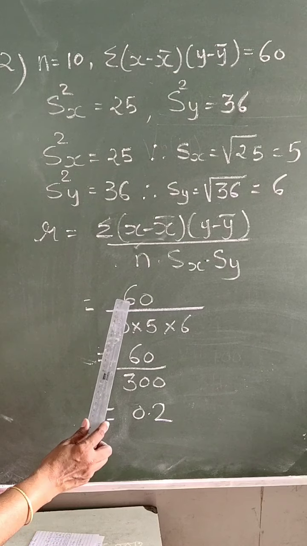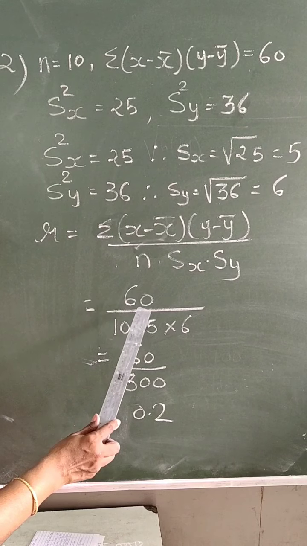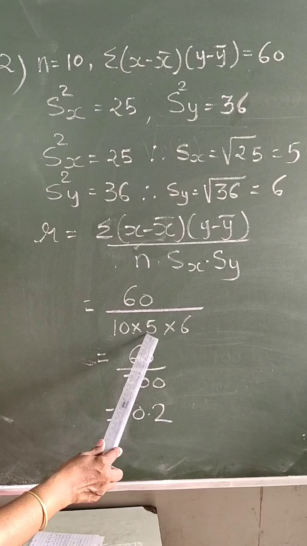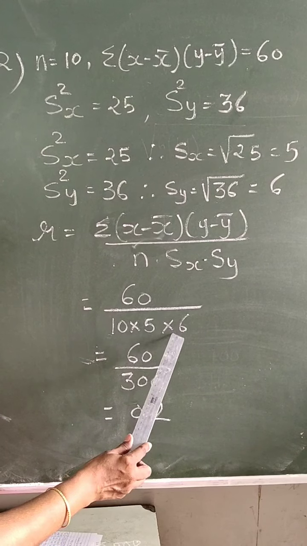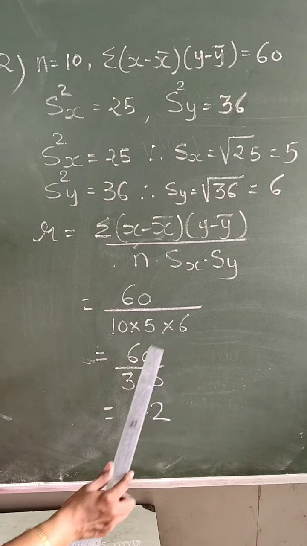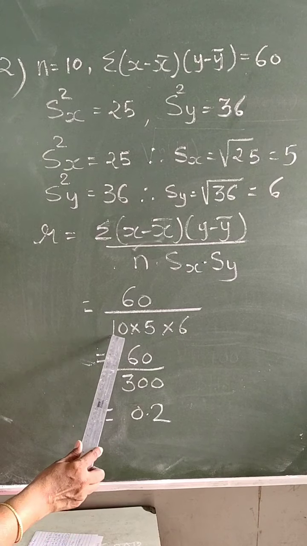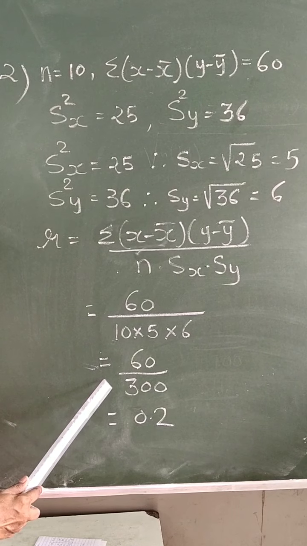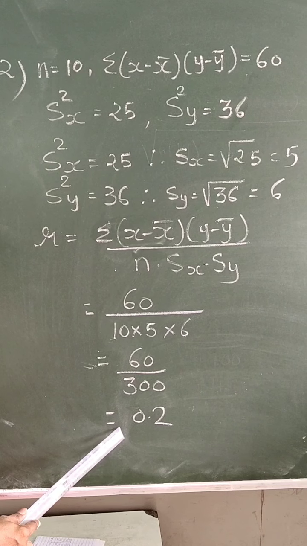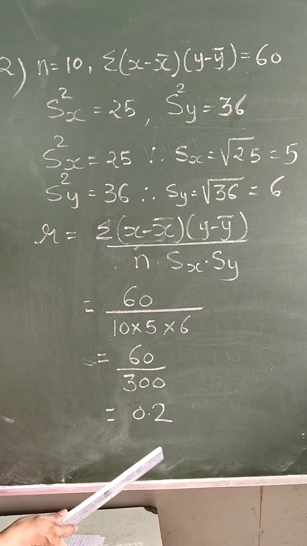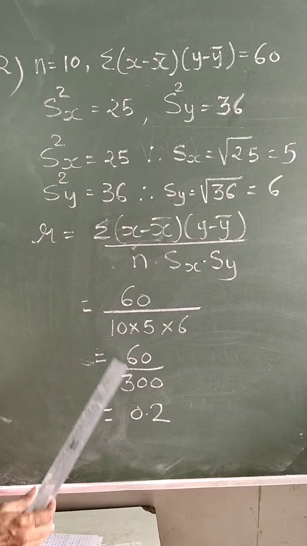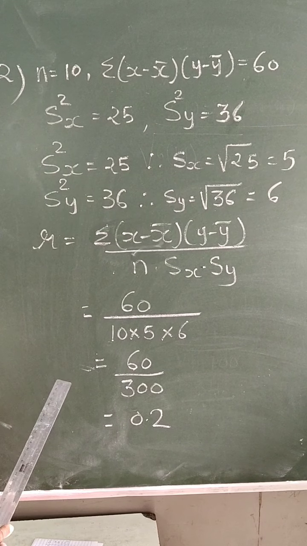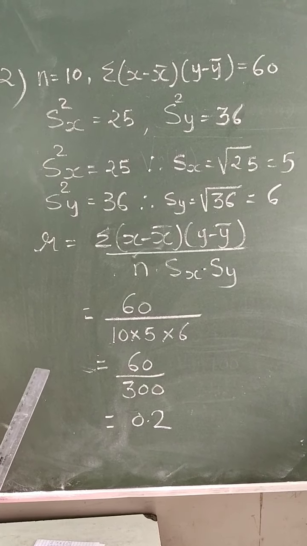Substitute the values. Sigma (x minus x bar) into (y minus y bar) is 60, n is 10, standard deviation of x which we have calculated is 5, and standard deviation of y is 6. 60 divided by 10 into 5 into 6, that is 300. And 60 divided by 300, the correlation coefficient r comes to 0.2. So such types of short sums for 2 or 3 marks for Pearson's method can also be asked.